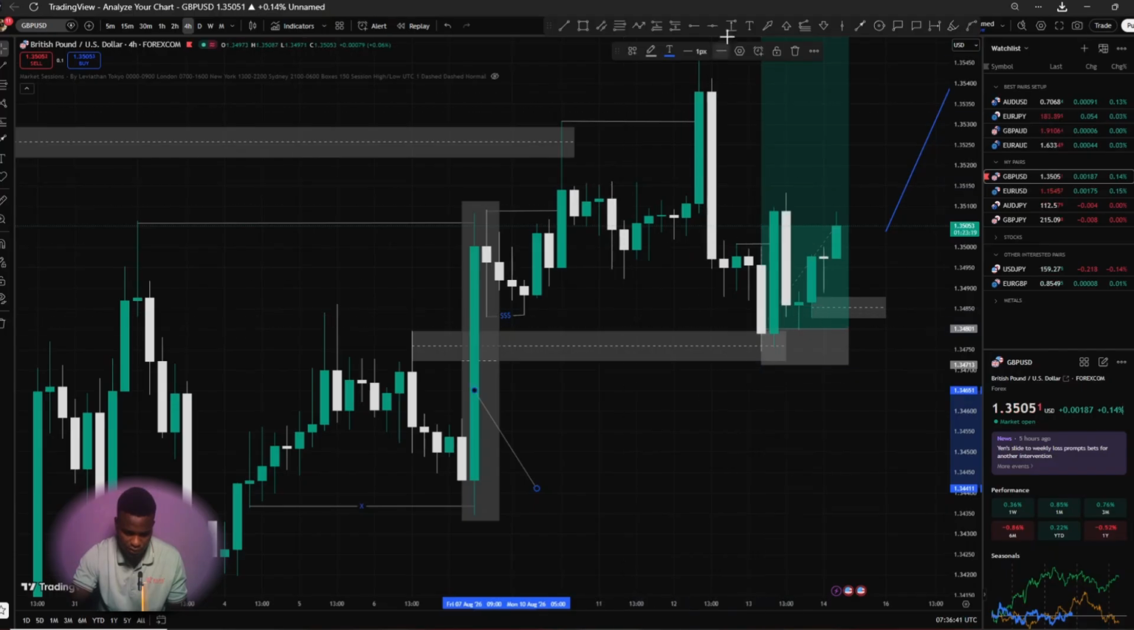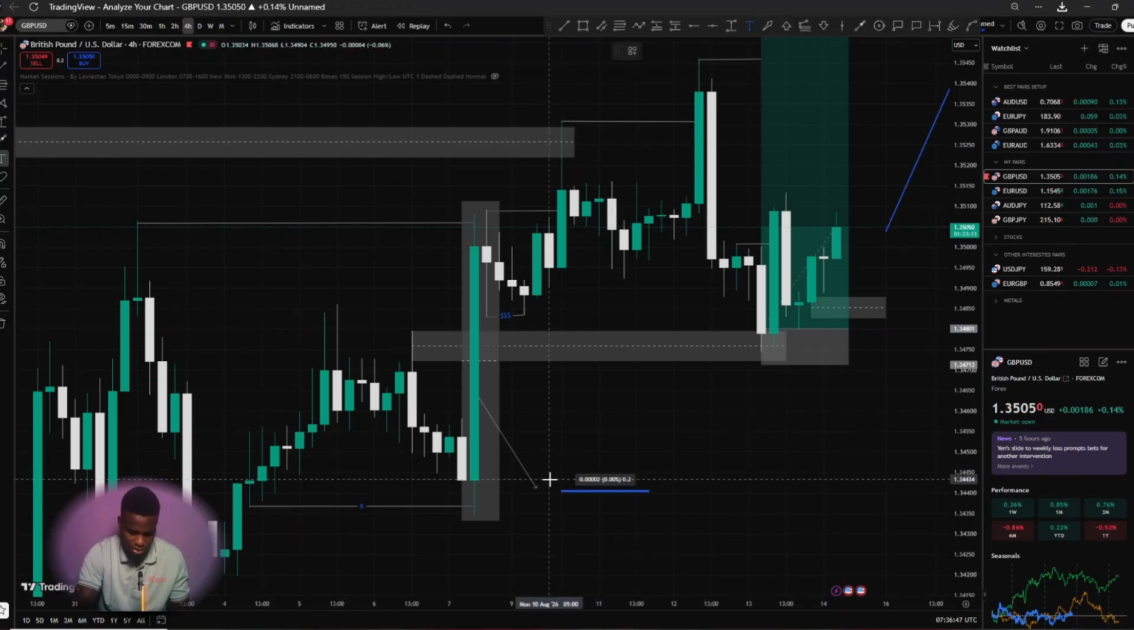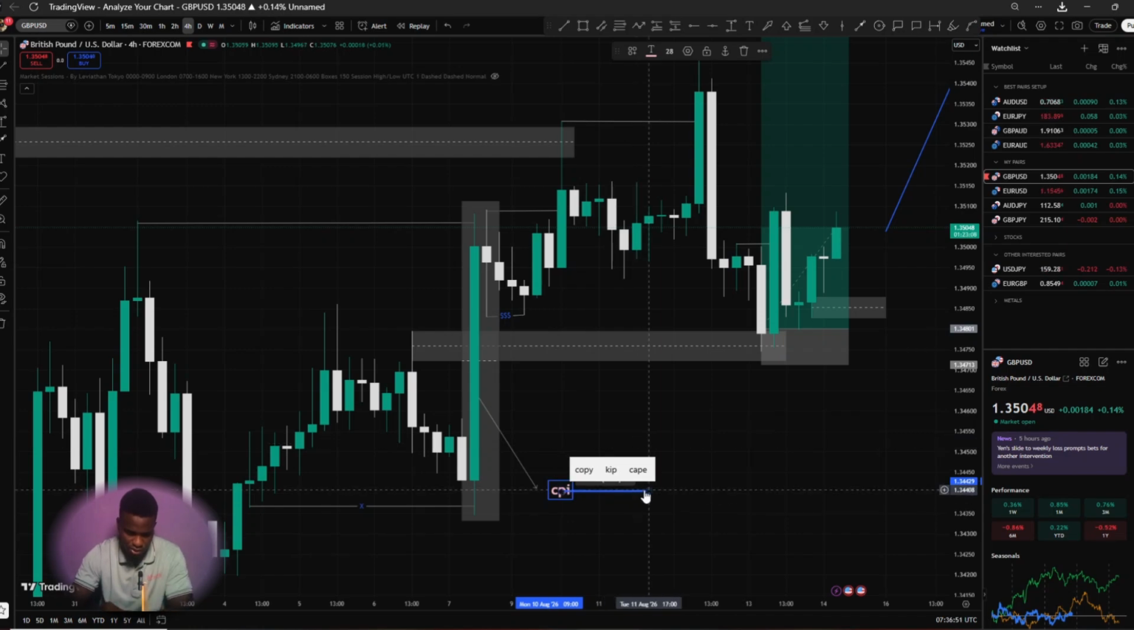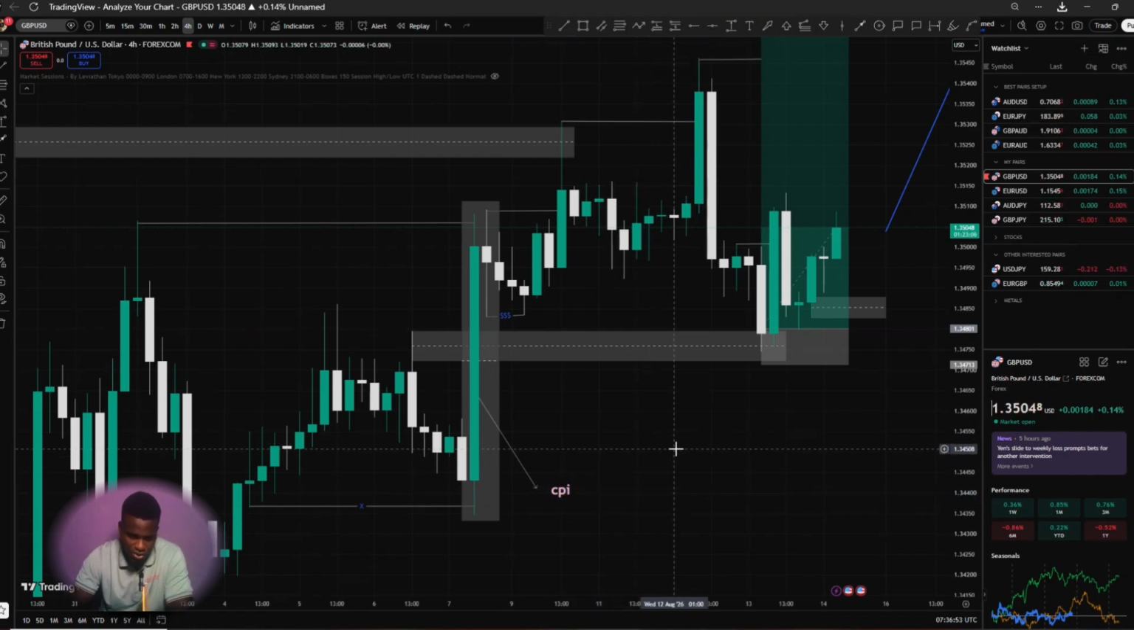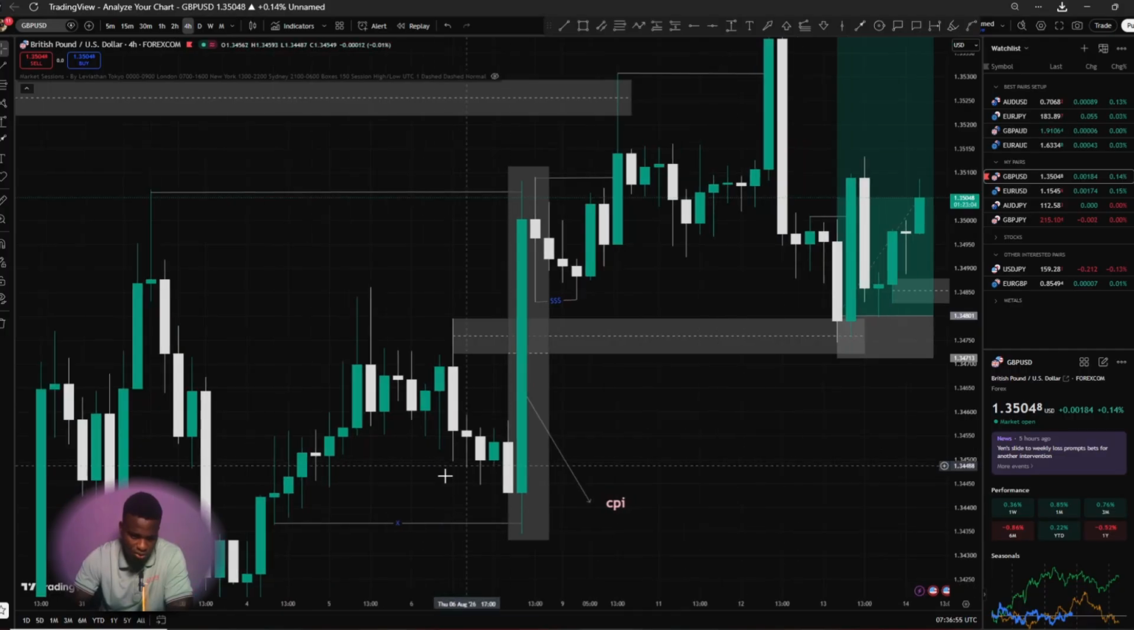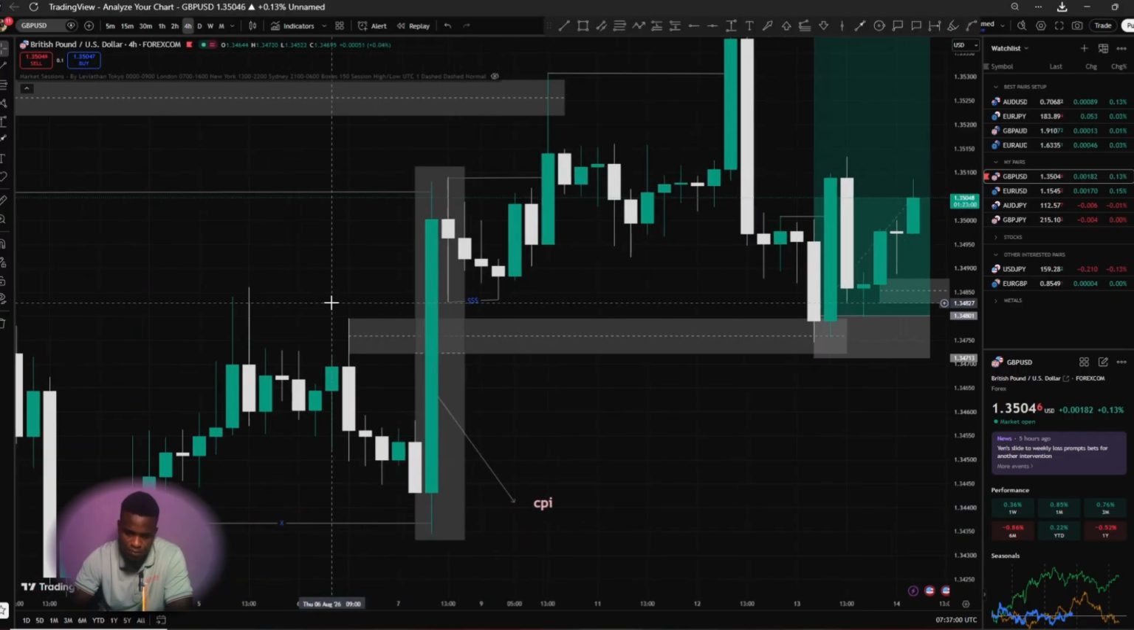CPI move. Oh my god, bro. Where is text? Okay, CPI. And the move right there was CPI. So this CPI took liquidity rate all the way to that high. This is a very strong institutional point.